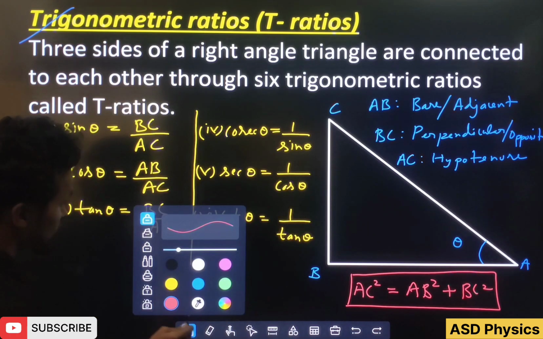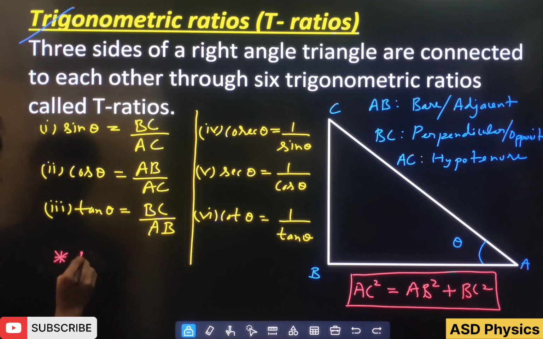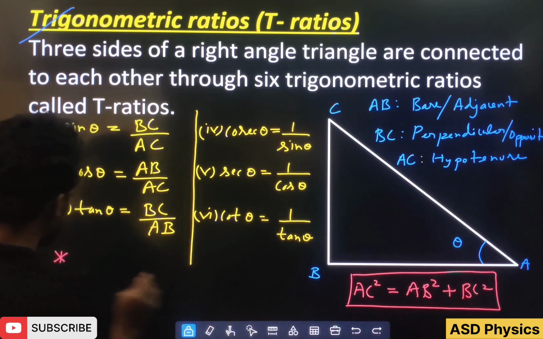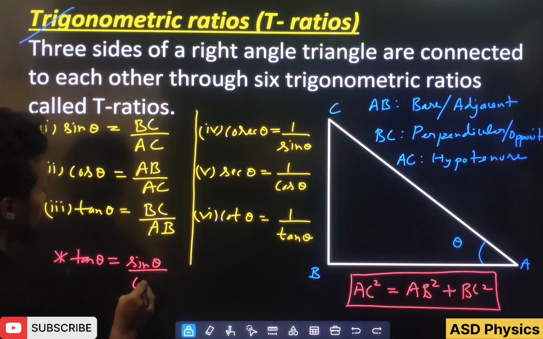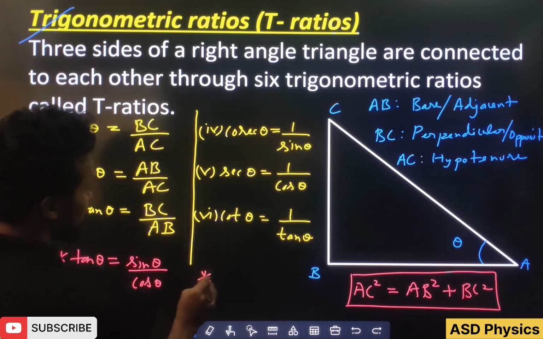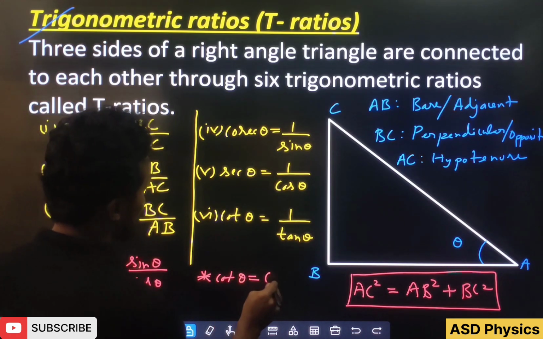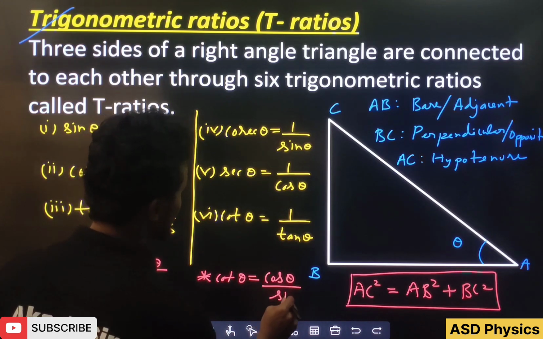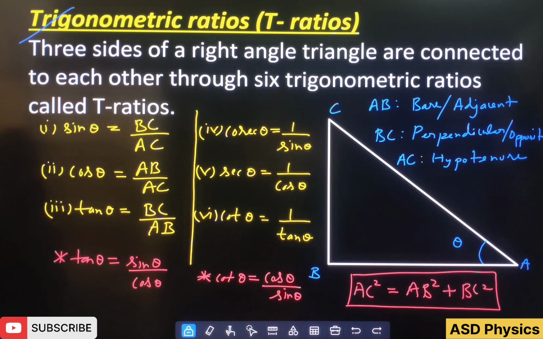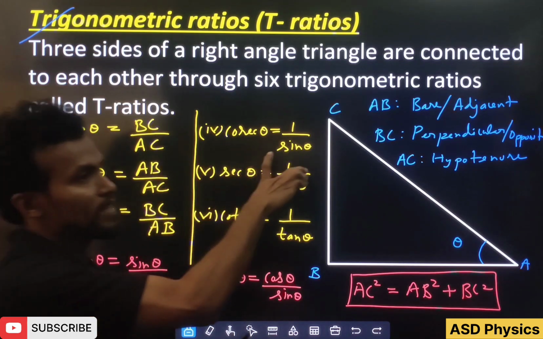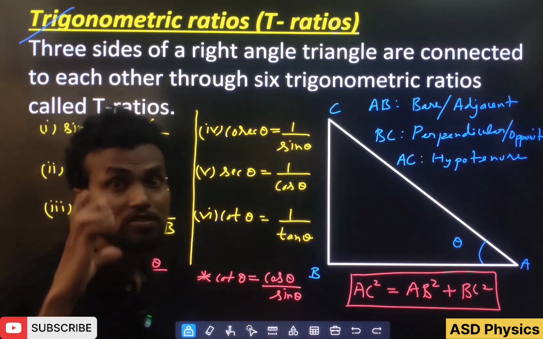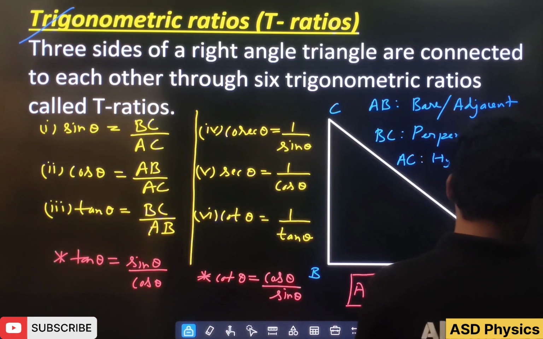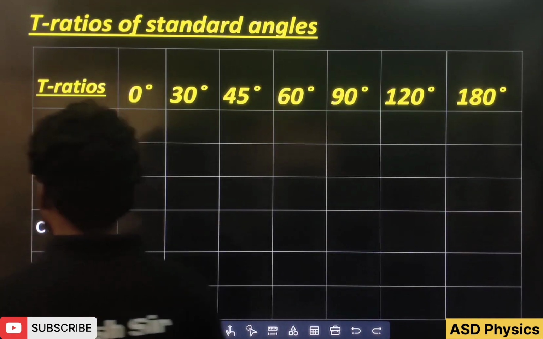And these two things I think you know very well. Tan theta we can write as sine theta by cos theta. And similarly cot theta we can write as cos theta by sine theta. So all these are trigonometric ratios. This three sides of triangle is connected by these trigonometric ratios only. I hope this thing is very clear. And which kind of triangle we are using? Right angle triangle.